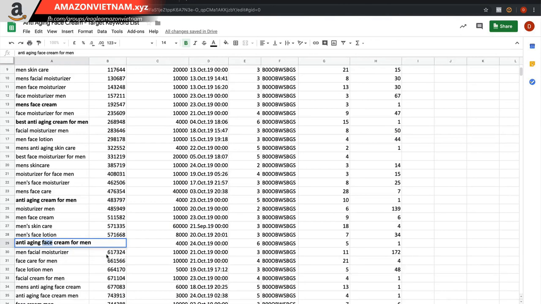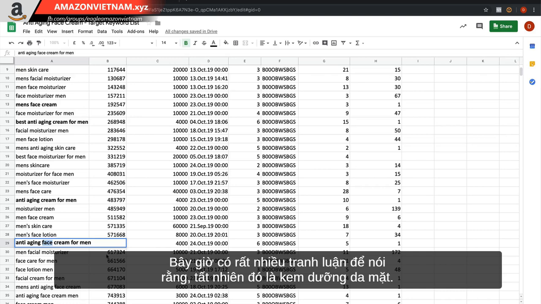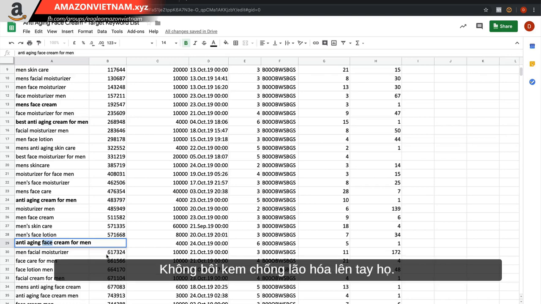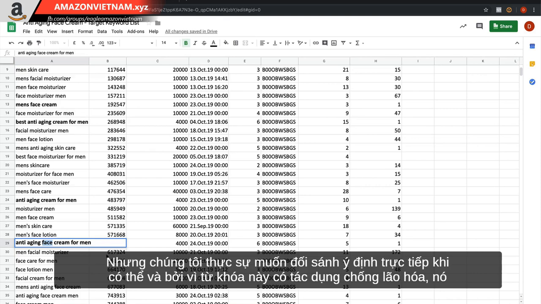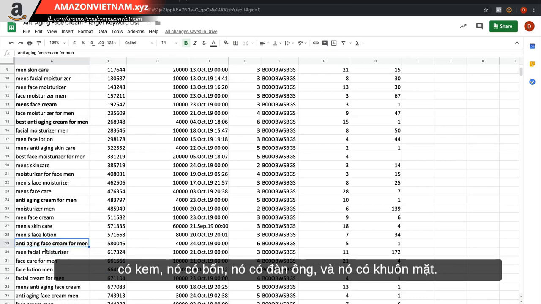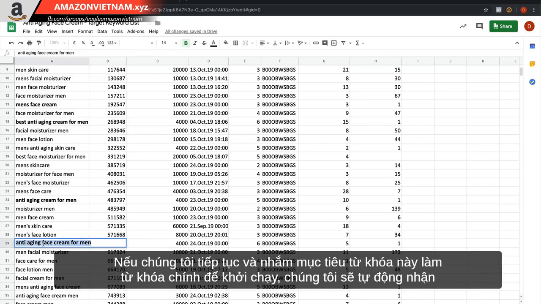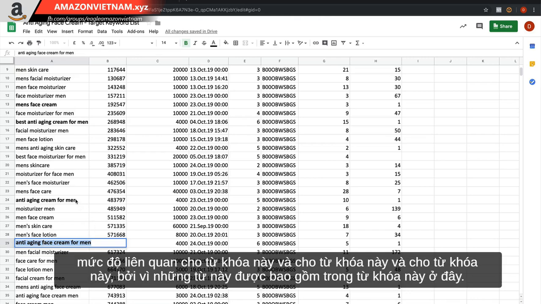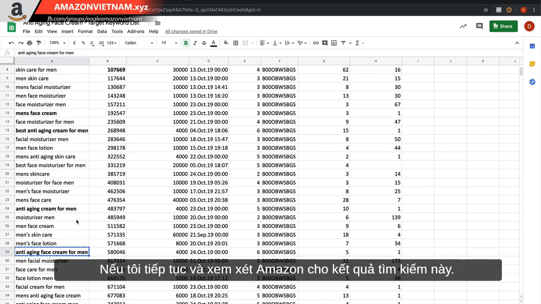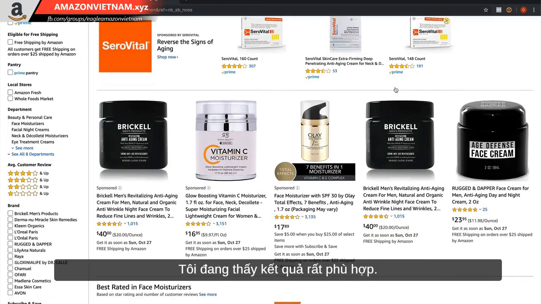It's a face cream. Now, there's a lot of arguments to say, well, of course it's a face cream. People don't put anti-aging cream on their hands. But we really want to match, where possible, the direct intent. And because this keyword has anti-aging, it has cream, it has men, and it has face, if we were to go ahead and target this keyword as our main keyword for our launch, we're automatically going to pick up the relevancy for this keyword, and for this keyword, and for this keyword, because these words are included in this keyword here.